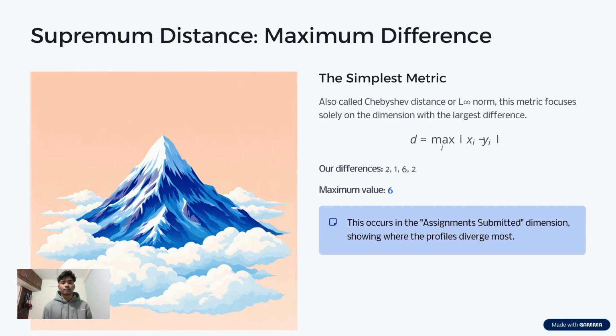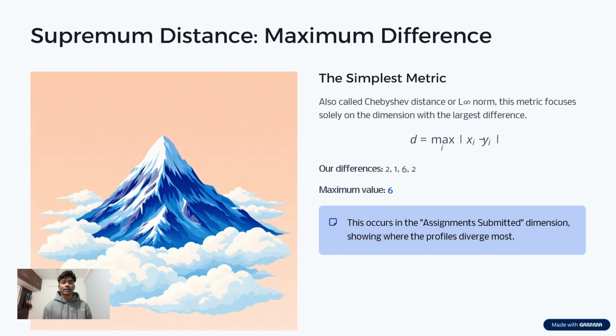Now, the supremum. The supremum distance, also called Chebyshev distance, looks only at the maximum difference from our table. The largest difference is 6, for assignments submitted. So the supremum distance is simply 6. This tells us the worst case deviation between the two students.